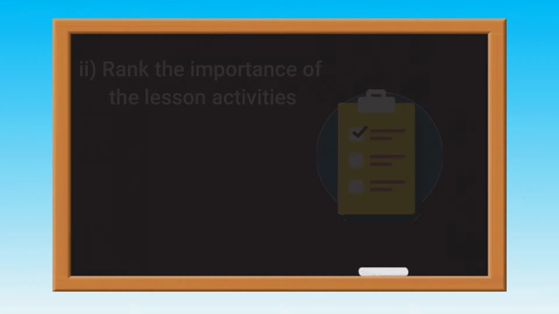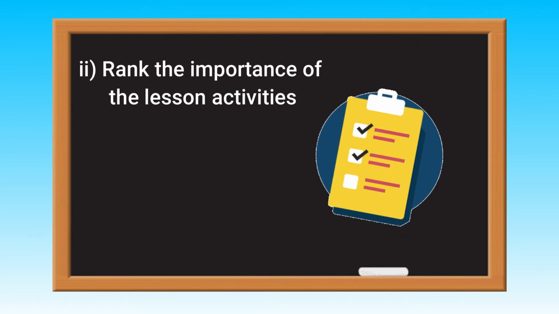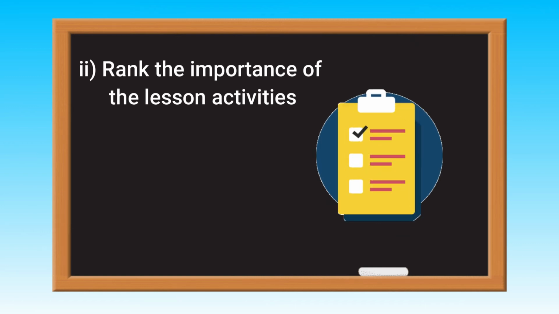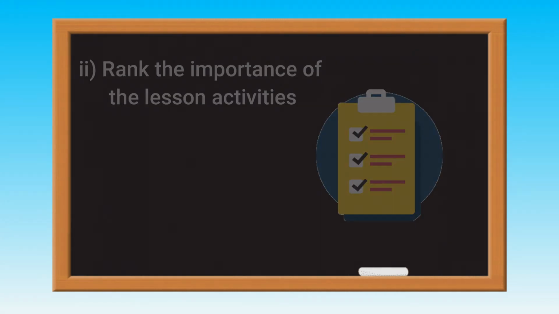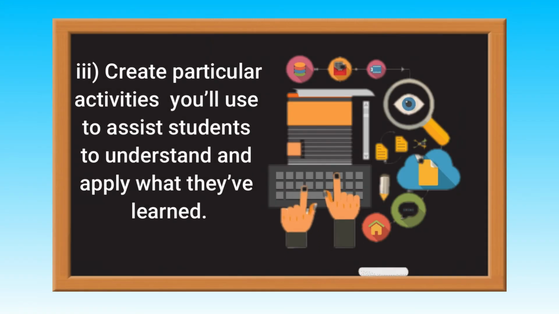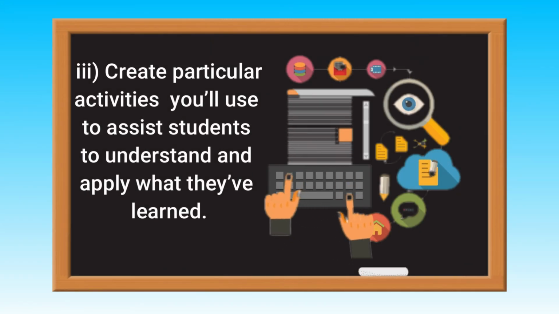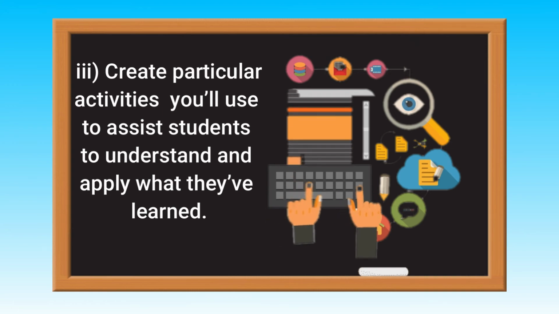After outlining the lesson activities for the teaching session, the second step is to rank their importance. This step will prepare you to manage class time and achieve important learning objectives if you are short on time. Now that you have prioritized the learning objectives, the final step is to create particular activities you will use to assist students to understand and apply what they have learned.